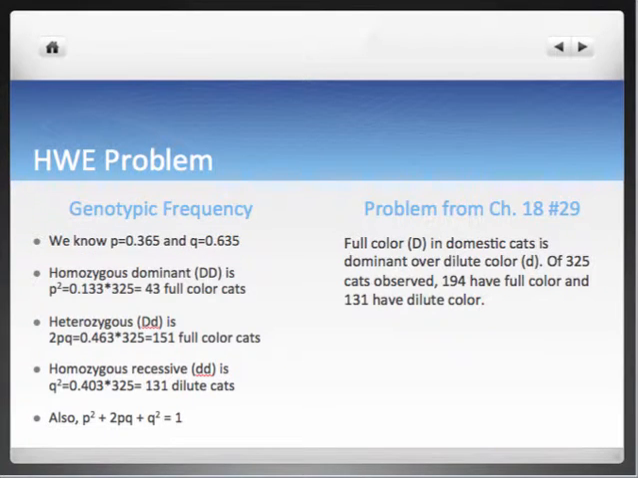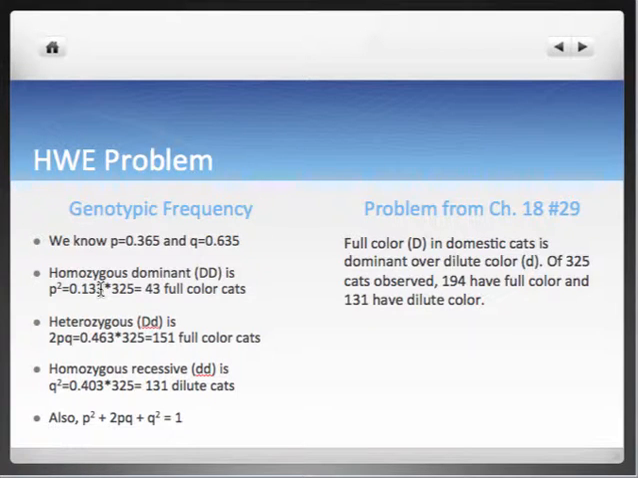Finally, we're going to pull all of what we found together to figure out the genotypic frequency. What we're looking for is to determine the number of individuals that are homozygous dominant, which ones are heterozygous, and which ones are homozygous recessive. Homozygous dominant individuals are going to be P squared. So we take the P that we found from the allelic frequencies, which equals 0.365, and square that value. P squared gives you 0.133.